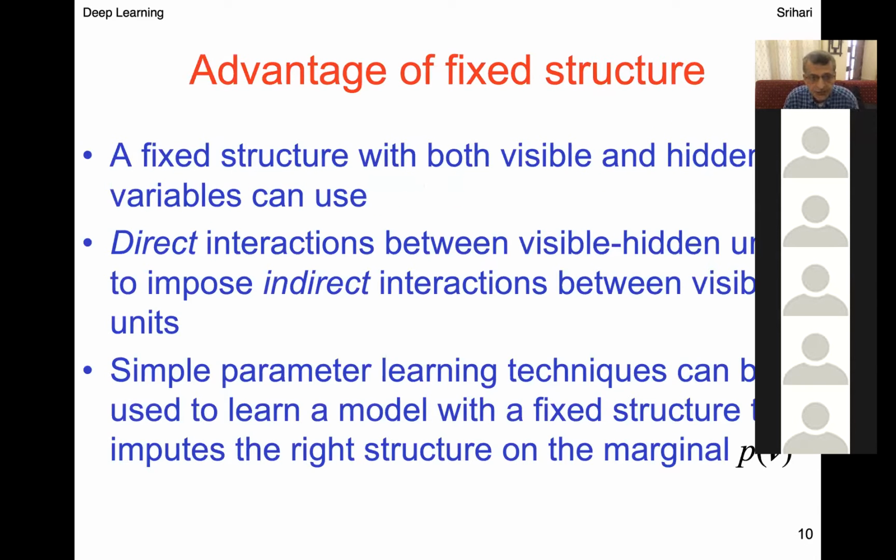So it says if you have a fixed structure, such as in a deep learning network, both visible and hidden variables are used, and they can use direct interactions between visible and hidden units to impose indirect interactions between visible units. And simple parameter learning techniques can be used to learn a model with a fixed structure, and it imputes the right structure on a marginal distribution.